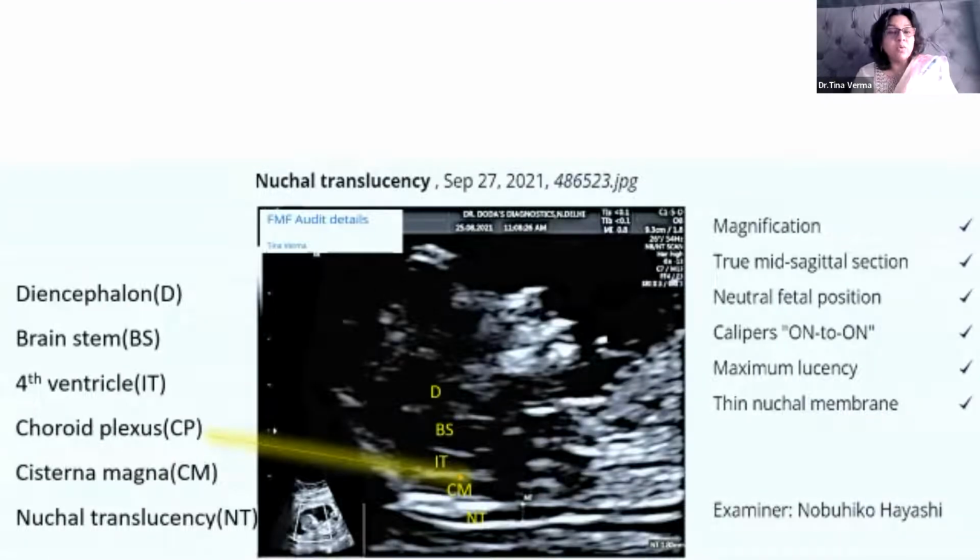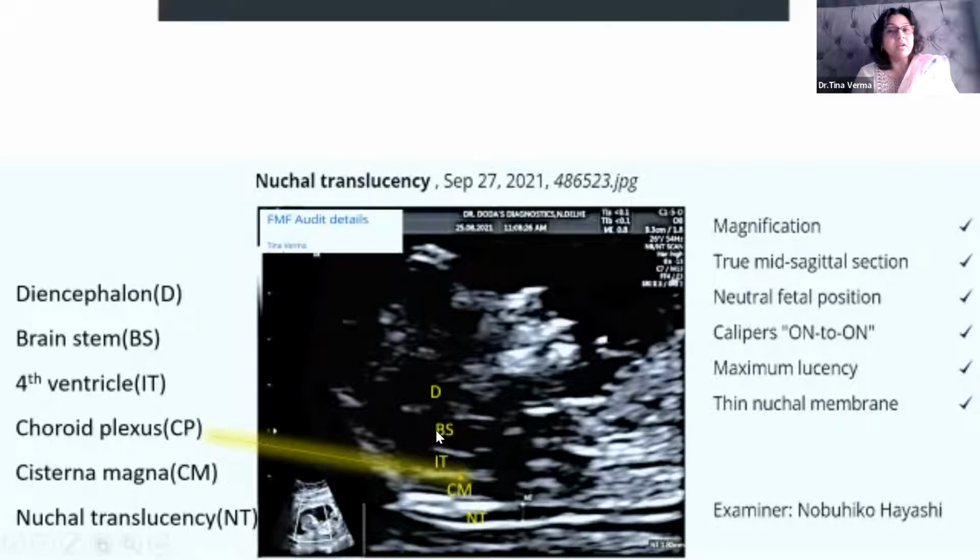When we look into more detail, we find that we can have a look at the diencephalon here, the brainstem here, the fourth ventricle, which is also known as intracranial translucency, the cisterna magna here, the choroid plexus, and the nuchal translucency. So these are the things which can be seen in a single NT image, and you are not going to take any extra time or any extra images for documenting these. This is only a single image. We have to document this.